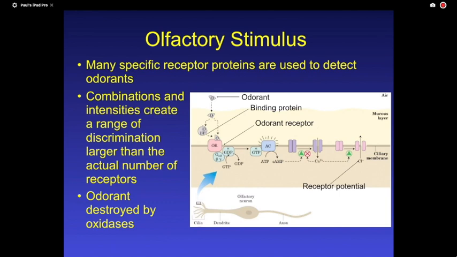All right, so we've just done eyes. We are now going to look at smells. And so the signaling molecule in this case is not a hormone, it's not light, it's an odorant.